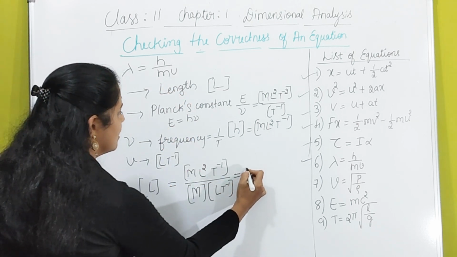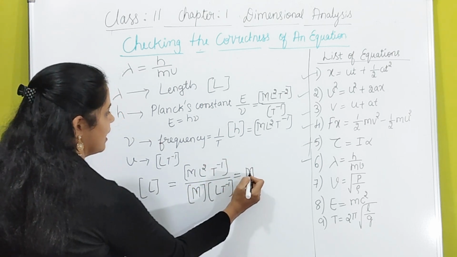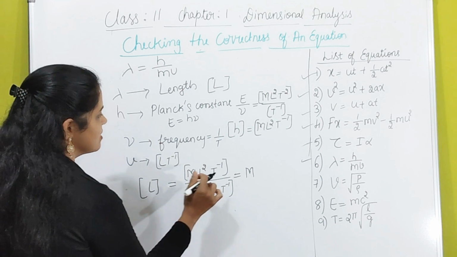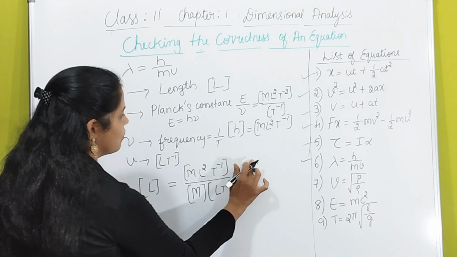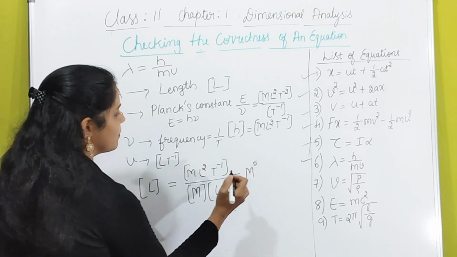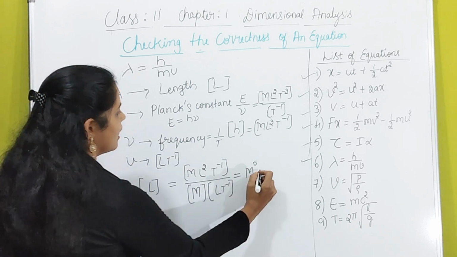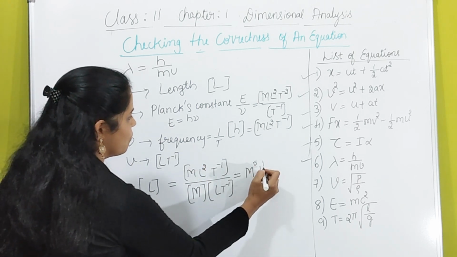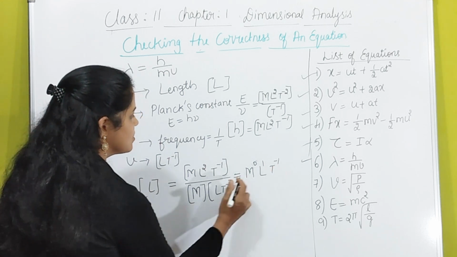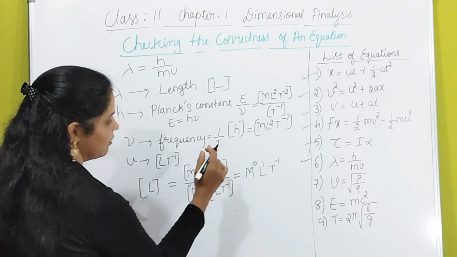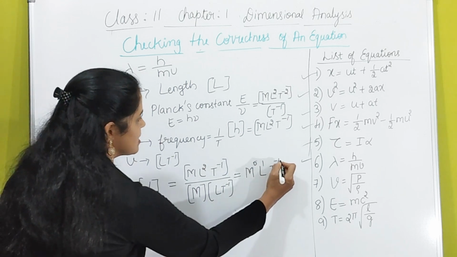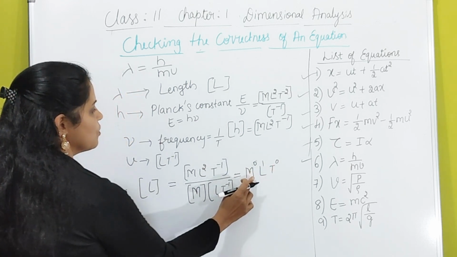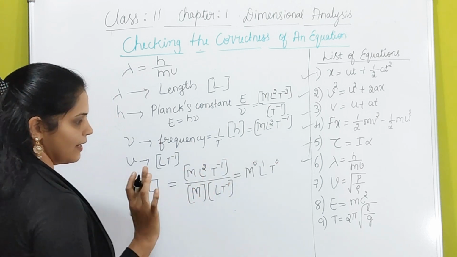Write it together. First you check the power of M. Here there is 1 and here there is 1. They cancel, so 1 minus 1 is 0. Anything to the power 0 means it is 1. L to the power here 2 and here 1, so 2 minus 1 is 1. T to the power minus 1, and when this minus 1 comes to the numerator, it becomes plus 1. Plus 1 minus 1 is 0. Right? If the power is 0, you just write it as 1.